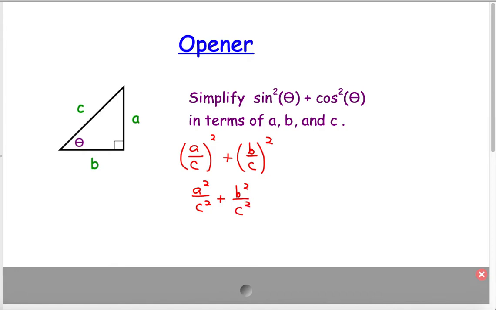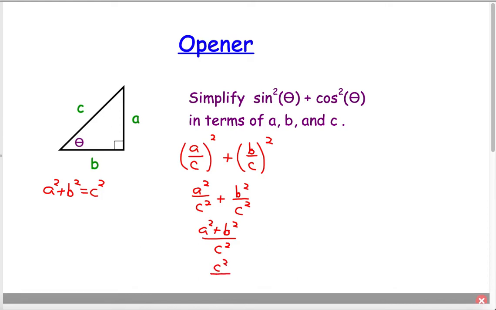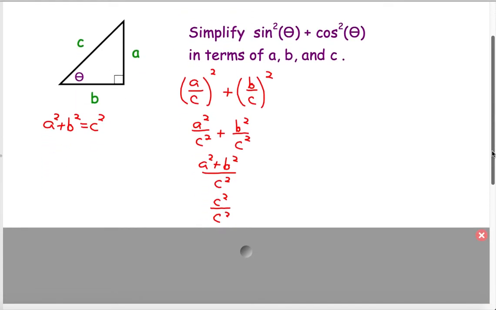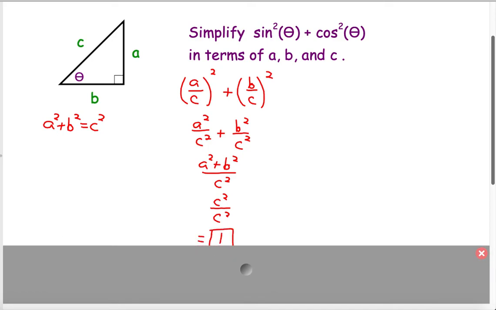And we can combine these fractions. They already have a common denominator. So that becomes A squared plus B squared all over C squared. But from this right triangle and the Pythagorean theorem, we know that A squared plus B squared equals C squared. So I can replace the numerator with C squared, and so I get C squared over C squared, which equals 1. So in terms of this picture here, the sine squared plus cosine squared equals simply 1.